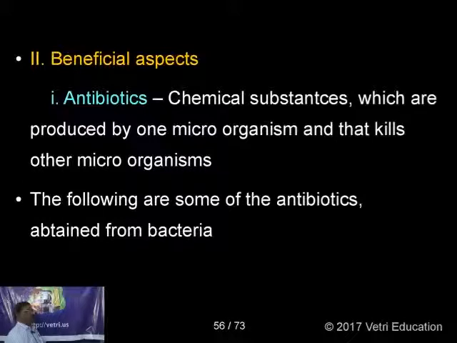Regarding the beneficial aspects, antibiotics are excellent things. The first antibiotic we have known is penicillin by Alexander Fleming, obtained from Penicillium, that is a fungus. But the majority of the antibiotics are from Waksman's work. Streptomyces is the second one in the antibiotic list. What is an antibiotic? It is a chemical substance produced by one microorganism which kills the effect of another microorganism. The following are some of the antibiotics obtained from bacteria.